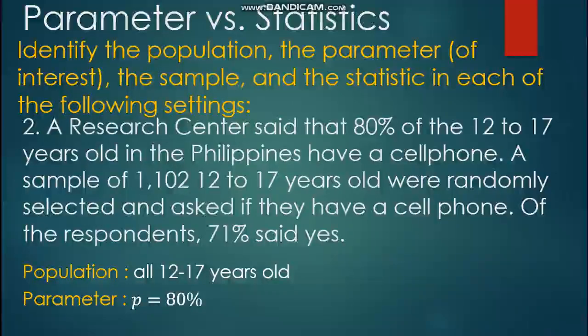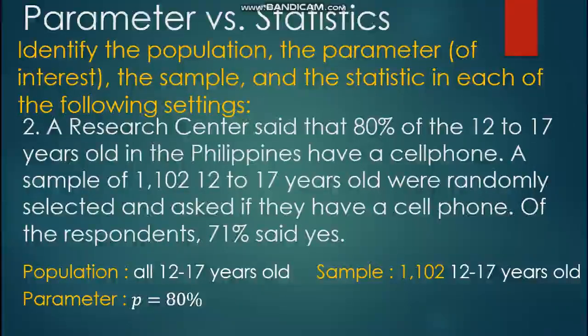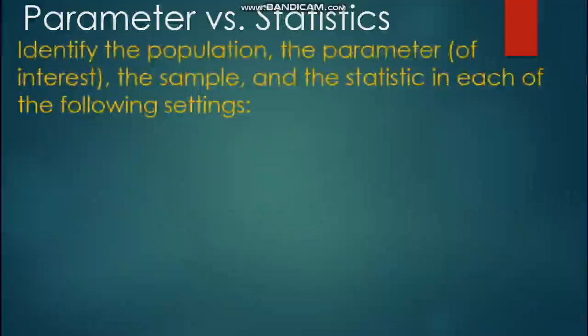Okay? And the sample natin, randomly selected from the population, is 1,102 na 12 to 17 years old. And yung 71% natin, yun yung ating numerical measurement na ginawa dun sa ating sample data. So the proportion is 71% of 1,102 12 to 17 years old ay may cell phone. Okay? And that is example number 2. And lastly, we have the third example.